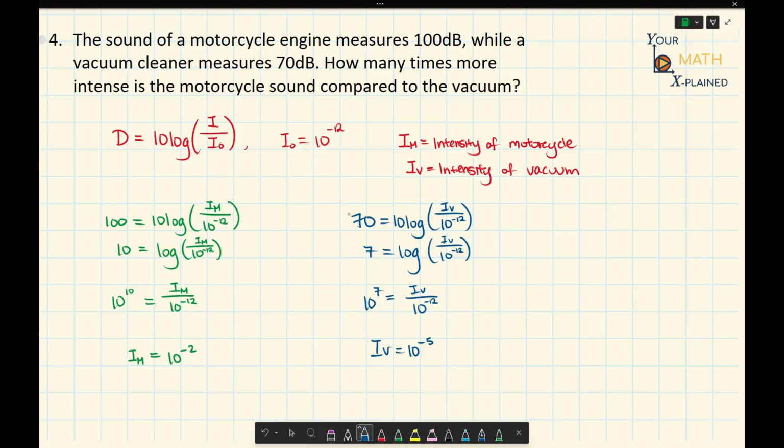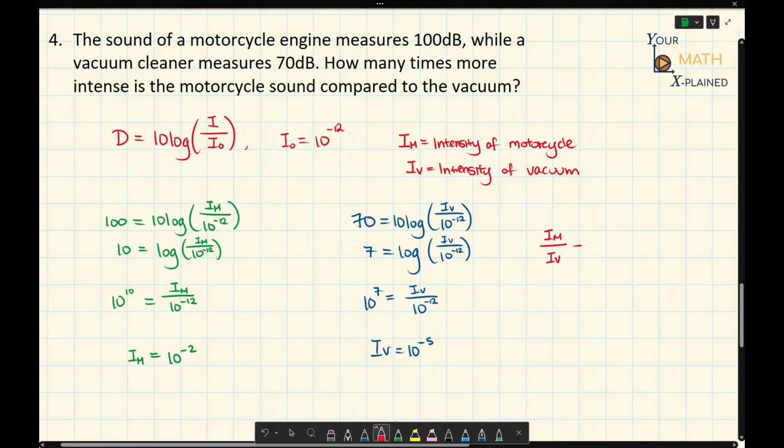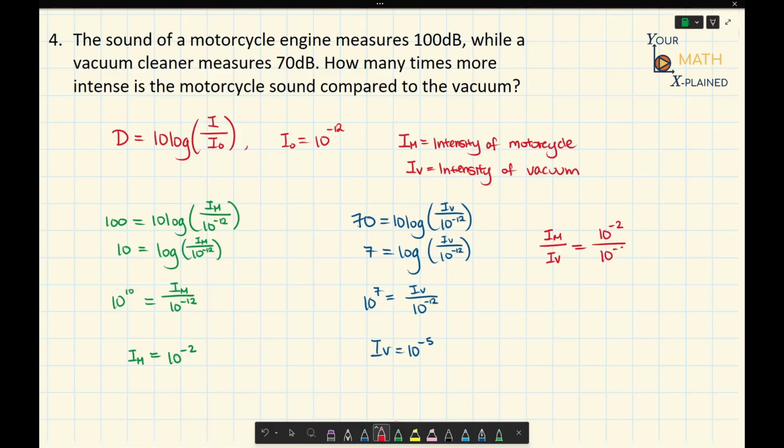Now, since the question is how many times more intense the motorcycle sound is compared to the vacuum sound, we're going to take I sub M and divide it by I sub V, meaning we're looking for the ratio between the two. So finally, I sub M divided by I sub V is 10 to the negative 2 divided by 10 to the negative 5. And that gives us 10 to the power of 3, which means it's 1,000 times more intense.